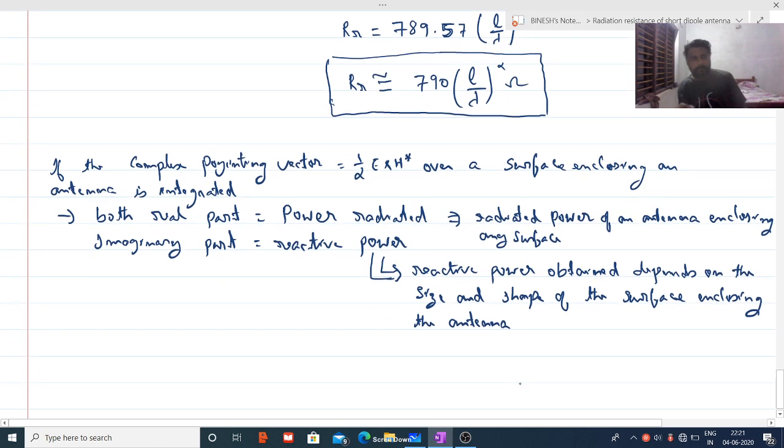That's clear for you. So if the complex Poynting vector, which is given by 1 by 2 E cross H star, over a surface enclosing an antenna is integrated, you will get both terms, the real part as well as the imaginary part. The real part is related to the power radiated, that is the radiated power of an antenna enclosed in any surface, and the imaginary part is related to the reactive power, which mainly depends on the size and shape of the surface enclosing the antenna.